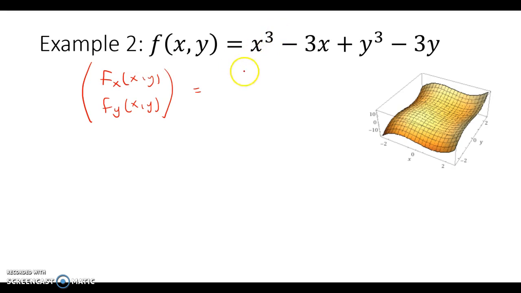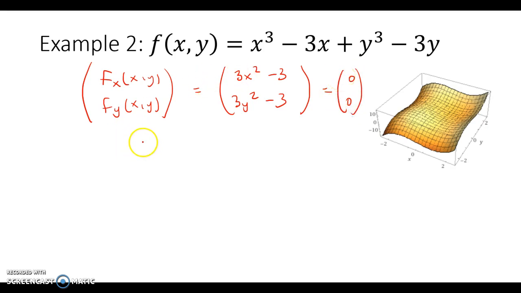The derivative with respect to x, the derivative of the first term is 3x squared, minus 3. y cubed and negative 3y are both constants. We're holding those constant, therefore those are both 0 derivatives. And then f sub y of xy, well, that's a 0 derivative, that's a 0 derivative. I get 3y squared minus 3. And I want both of those simultaneously to equal 0.